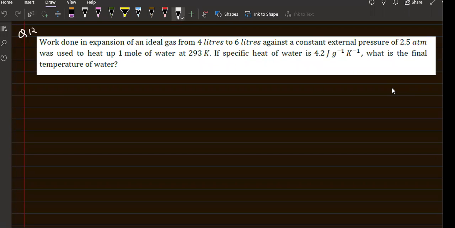So just write down all the information. Work done in expansion of ideal gas from 4 liter to 6 liter against a constant external pressure of 2.5 atm was used to heat up 1 mole of water at 293 Kelvin. If the specific heat of water is given, what is the final temperature of water? First of all, tell me what is the formula of heat gained or heat lost if temperature and specific heat of water are given? It is ms delta T.